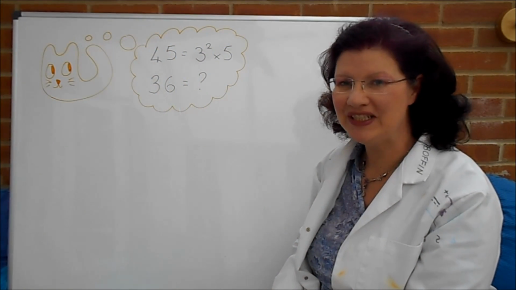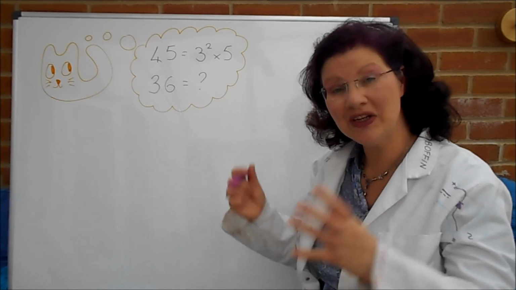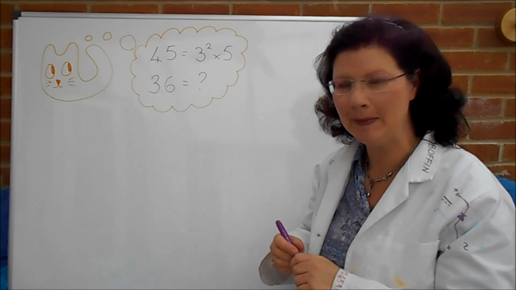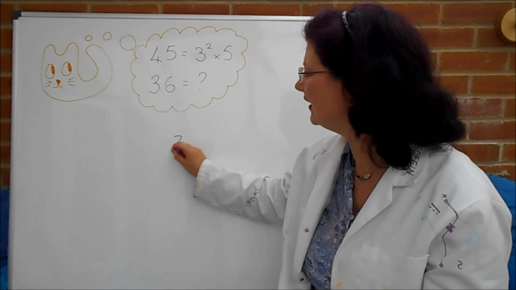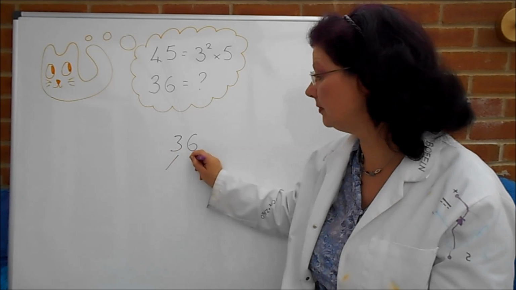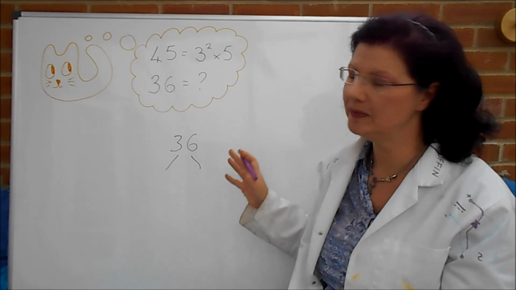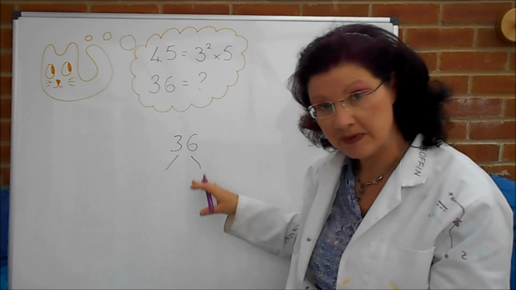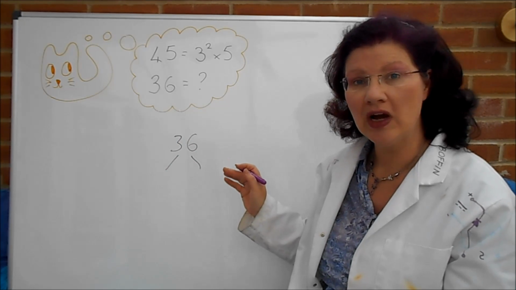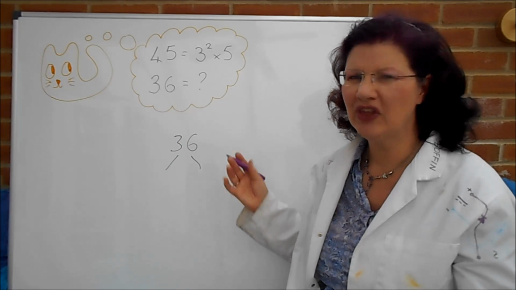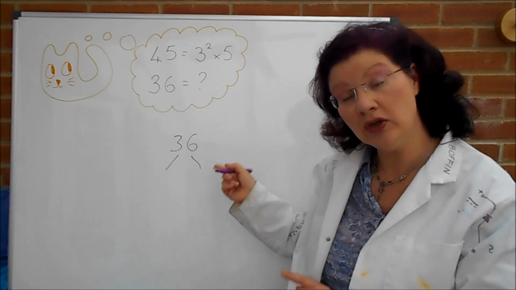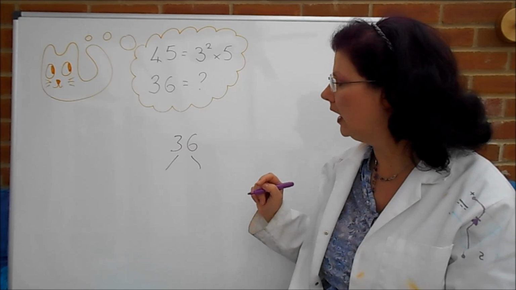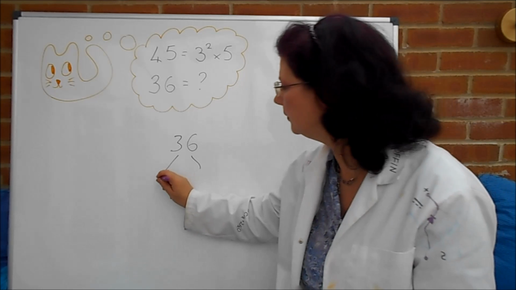Right, to express 36 as a product of its prime factors, we're going to split it up until we get to prime numbers. So 36, we're going to split up. Now there's lots of ways we could split that. We could do 6 times 6, we could do 4 times 9, we could do 3 times 12. We could do 1 times 36, but that's not really very interesting. Or we could do 2 times 18 as well. I think I'm going to do 3 times 12.